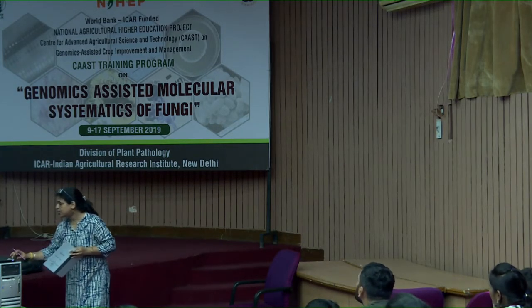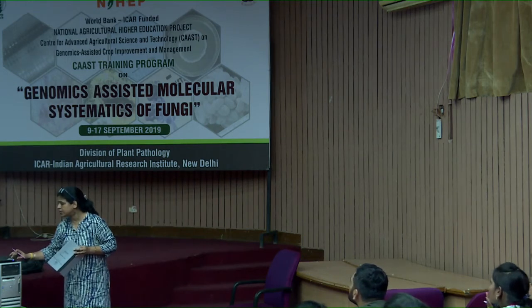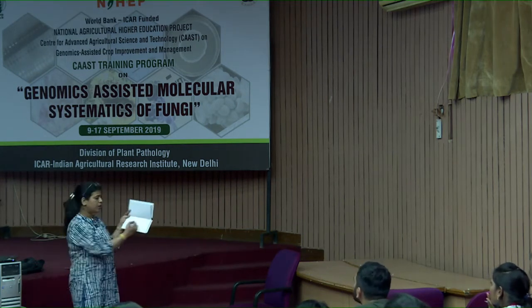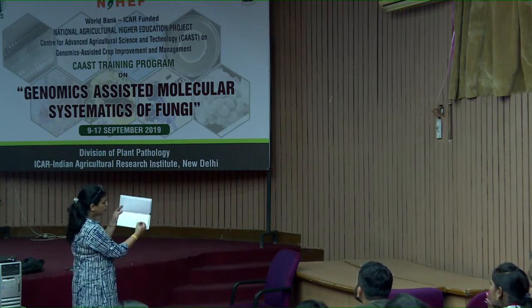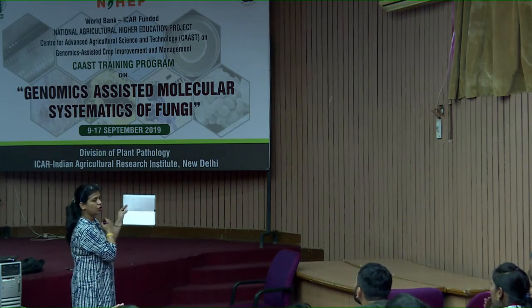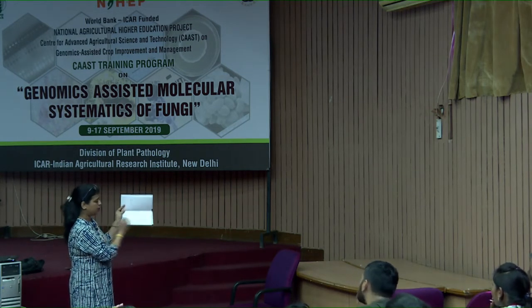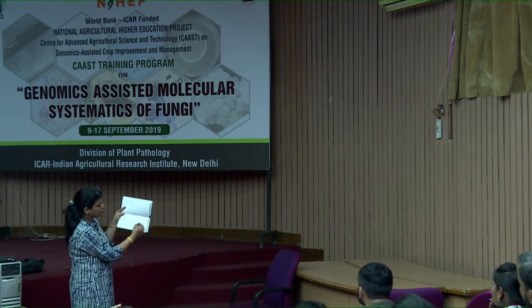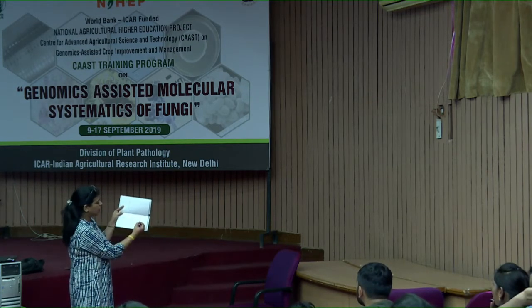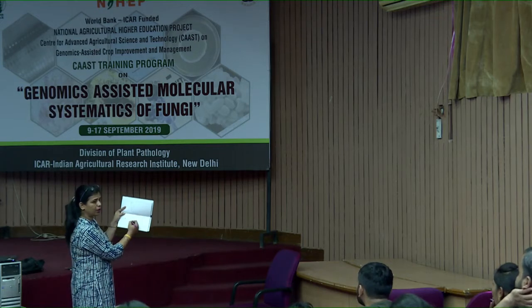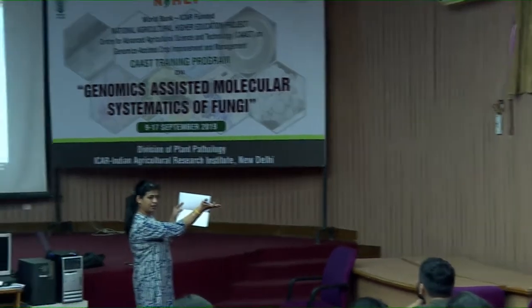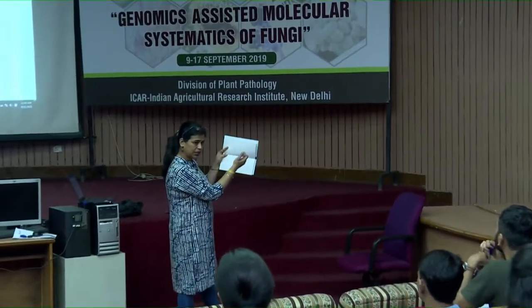Just see that this particular sequence, the forward sequence, is coming originally as 5 prime to 3 prime. But this is the orientation of your reverse primer, right. So what will happen if you give this particular sequence in this orientation only? It will be 5 prime to 3 prime, but it will go towards that side, right. It will read towards that side.